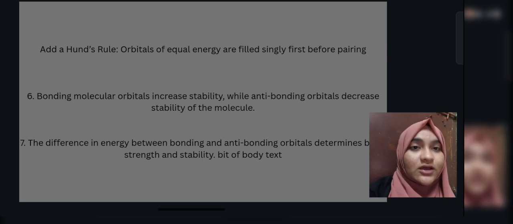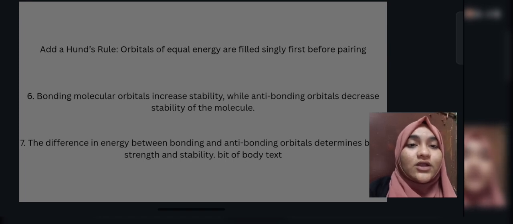and by Hund's rule, orbitals of equal energy are filled singly first before pairing. Bonding molecular orbitals increase stability while antibonding orbitals decrease the stability of the molecule. The difference in energy between bonding and antibonding orbitals determines both strength and stability.